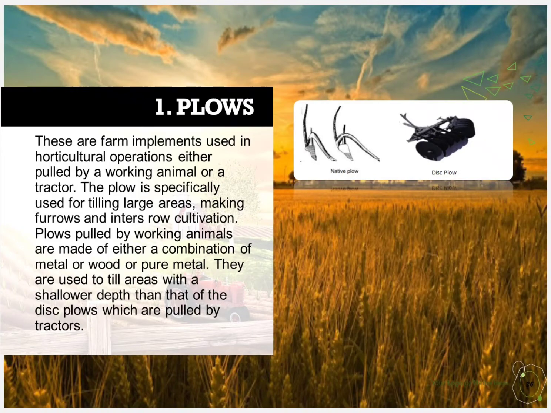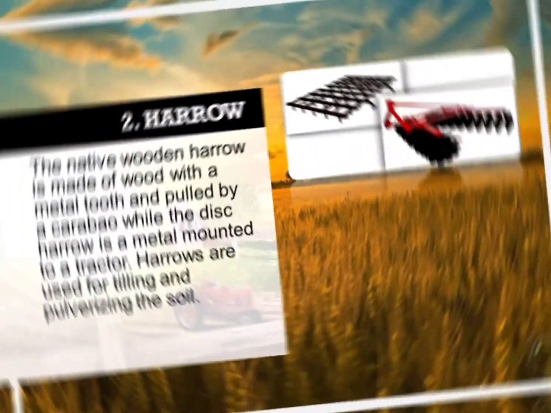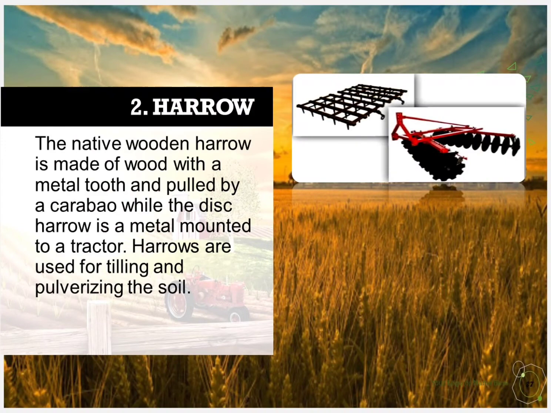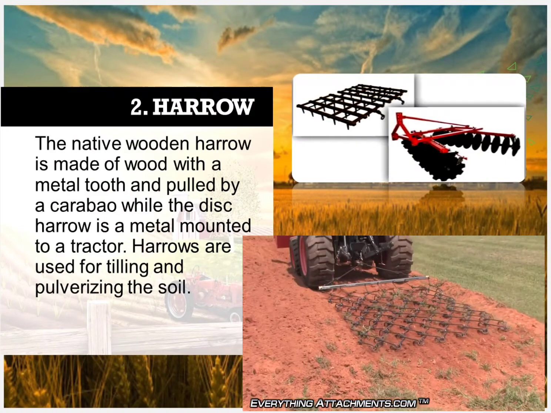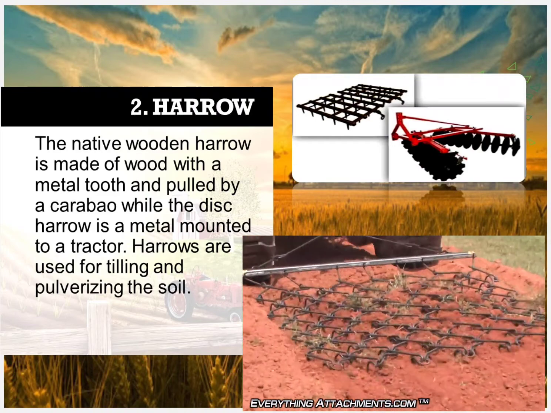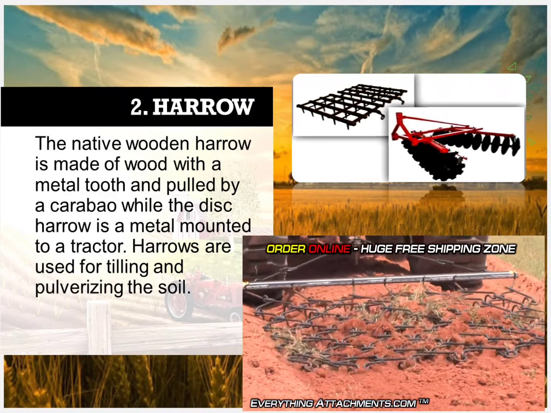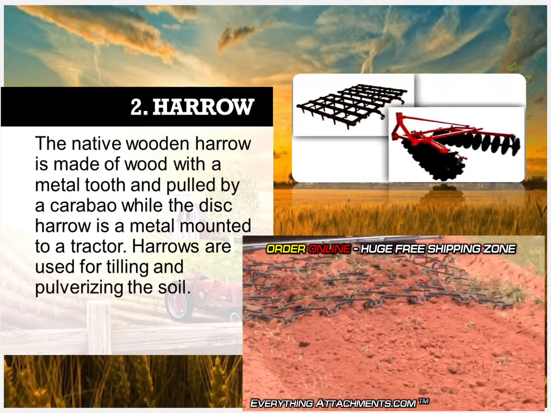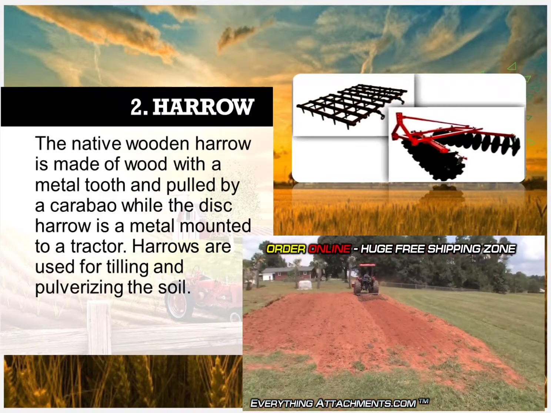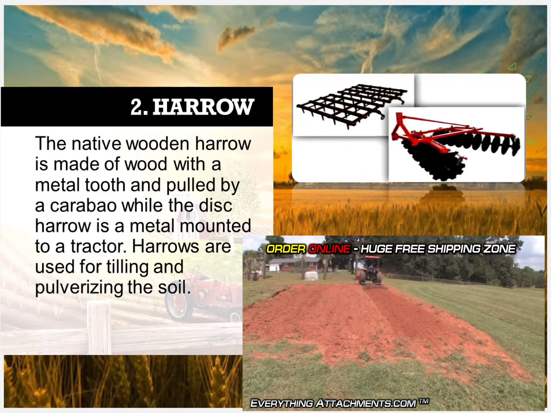For the next farm implement, we have the harrow. The native wooden harrow is made of wood with a metal tooth and pulled by a carabao, while the disc harrow is made of metal and mounted to a tractor. Harrows are used for tilling and pulverizing the soil. Just like the plows, class, harrows are necessary for wide land also.